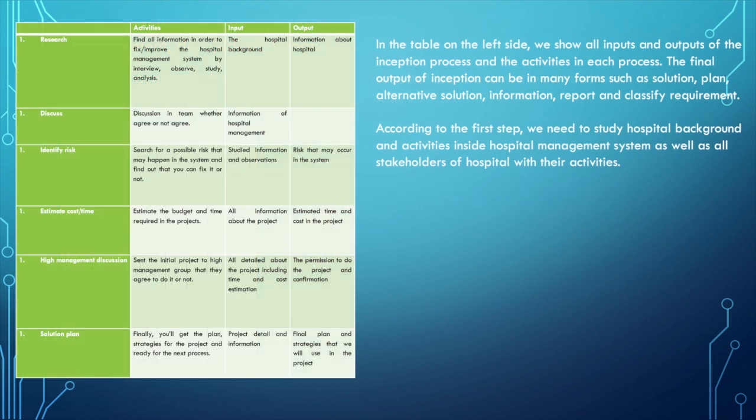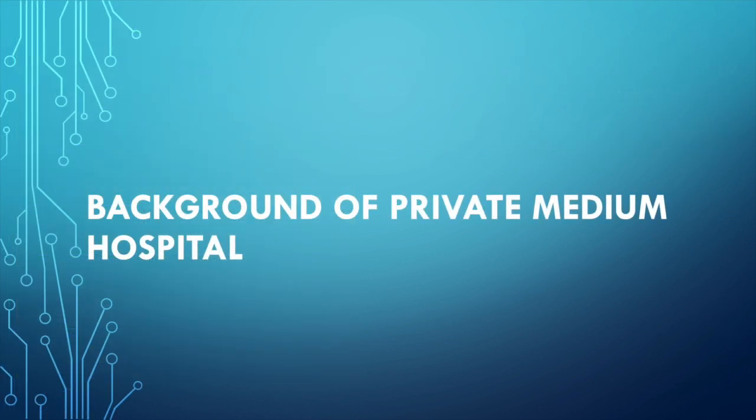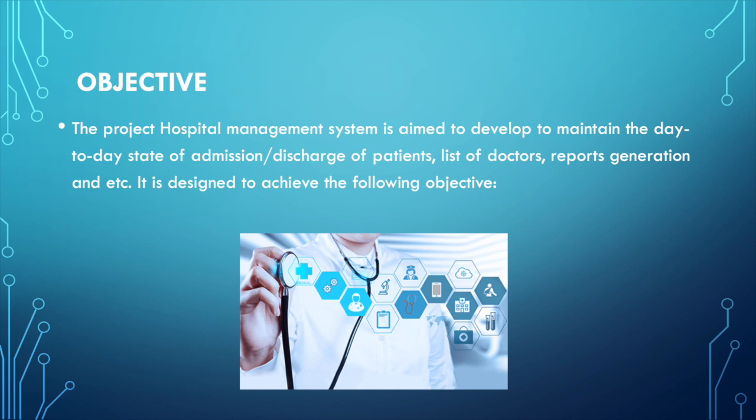So move on to this table. These are the outputs of inception process. From the previous diagram, we can get risk, estimated cost and time, teams, and solution plan. Background of private medium hospital. The project hospital management system is aimed to develop and maintain the day-to-day state of admission and discharge of patient, list of doctor, reports generation, and more.